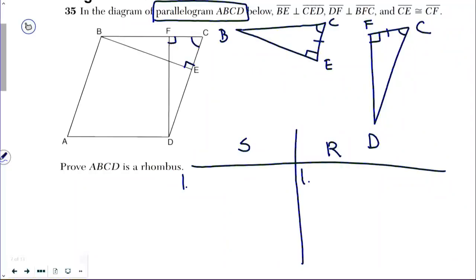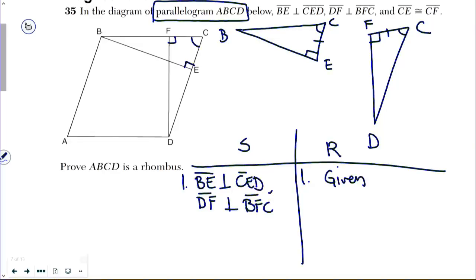Right, statement reason 1. Right, so we would want something like BE is perpendicular to CED and DF is perpendicular to BFC. Those are given, right? No points given for writing down the givens, by the way. Oh, I'll write down the givens. They'll give me 1 point. No, they won't.